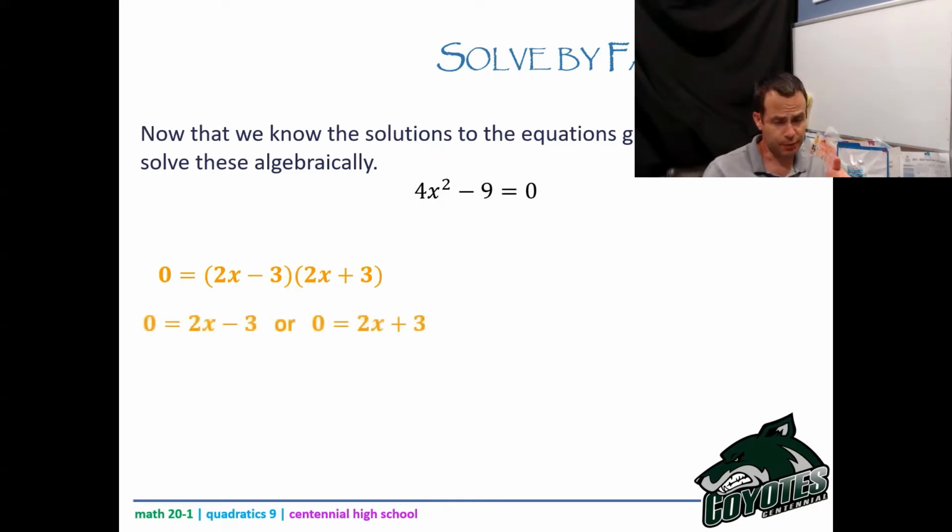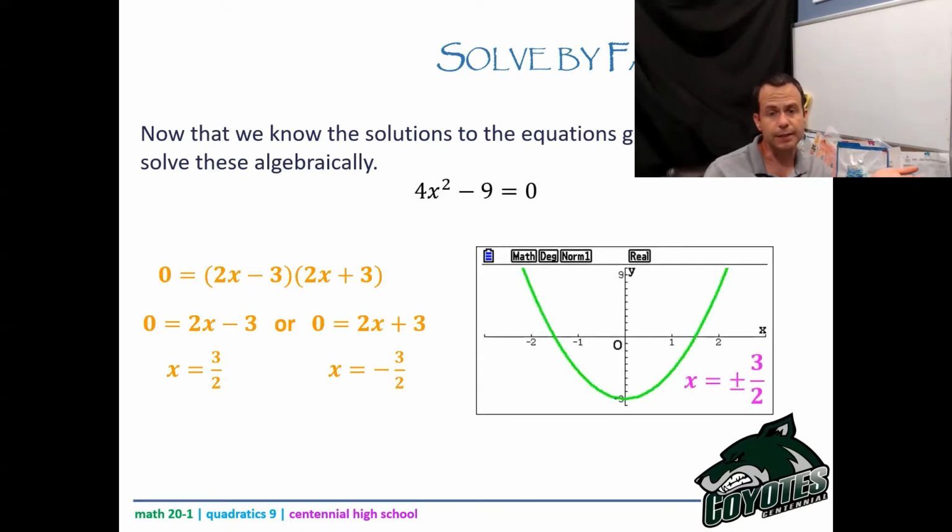Zero is 2x minus 3, or zero is 2x plus 3. And now I solve for each of those. For the zero equals 2x minus 3, I'm going to add 3 to both sides and divide by 2. So that's going to give me positive 3 over 2. For the zero equals 2x plus 3, I'll have to subtract 3 from both sides and then divide by 2, and that'll give me the negative 3 over 2, okay? So I got x equals plus or minus 3 over 2. If you look at the thing you did with the graph, you got the exact same thing, x equals plus or minus 3 over 2, okay? So factoring, as long as it equals 0, this doesn't work.